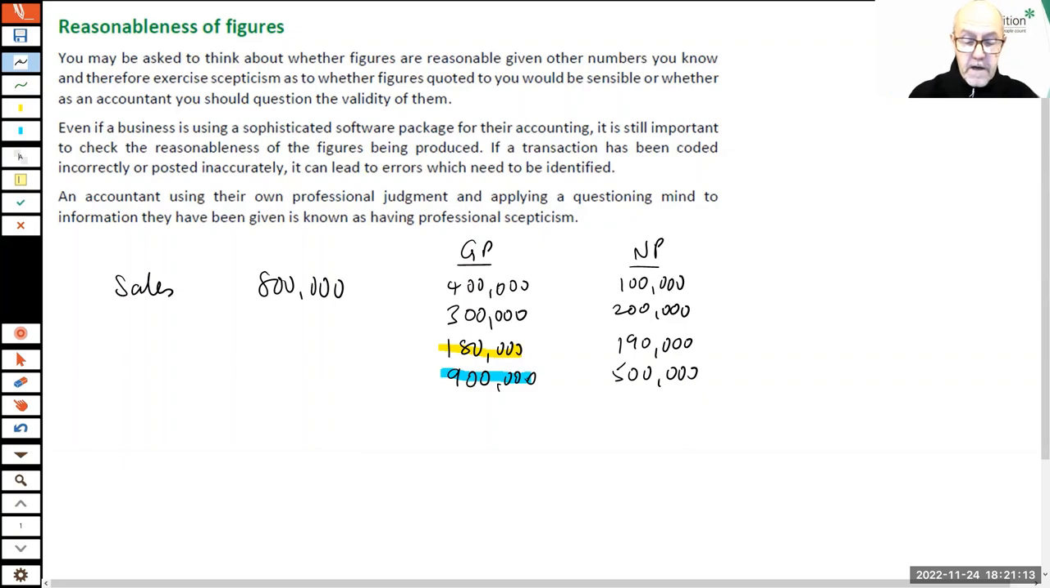Just a couple more. What if our sales were 2.5 million, a little bit bigger organization this time? And we think we have gross profit of 700,000, net profit 250. I'm happy enough there. They're reasonable, aren't they? That equates to 10% net profit. That's a decent return in today's conditions, but not utterly inconceivable.